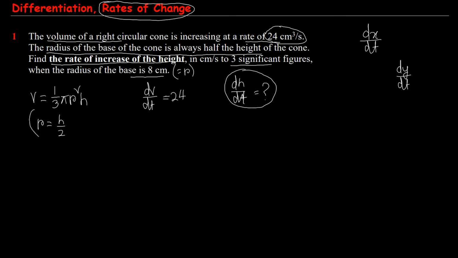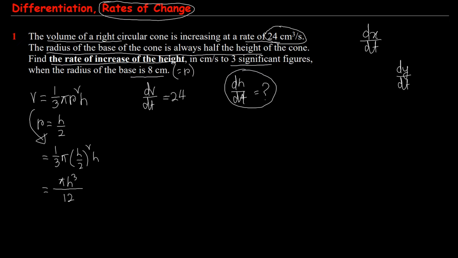So let me put in our first equation, replacing the r. We can write 1/3 pi, and r is h by 2. Let me write here h by 2 whole square into h. So from there we can write the final equation pi h cube by 12, because h square times h gives h cube, and 3 into 4 is 12. So that is the volume expression in terms of h.